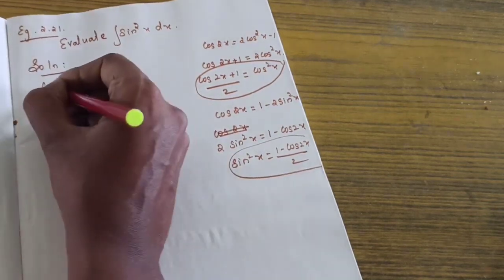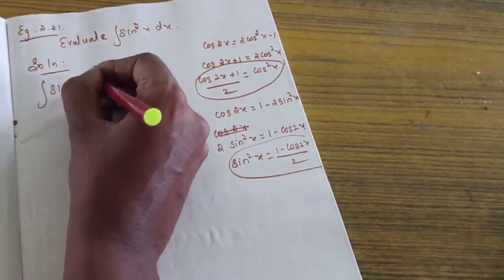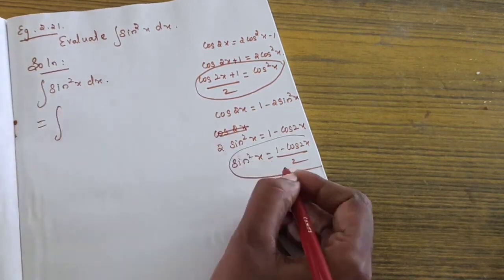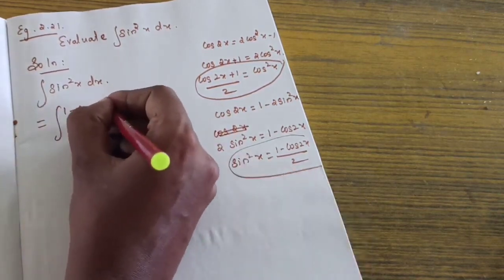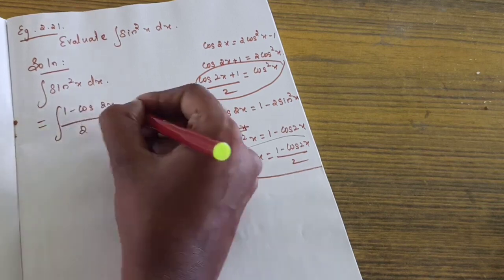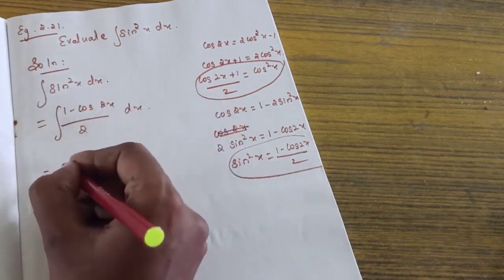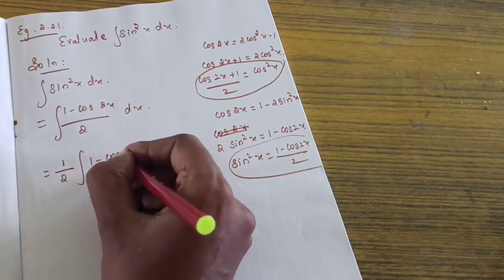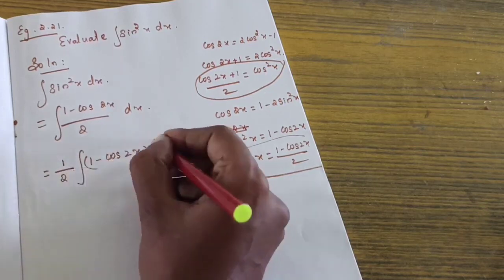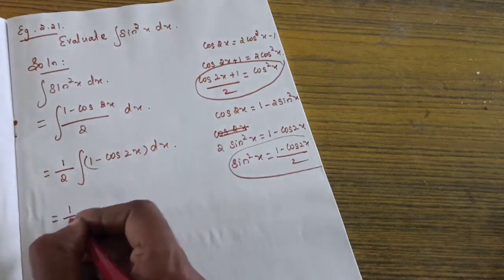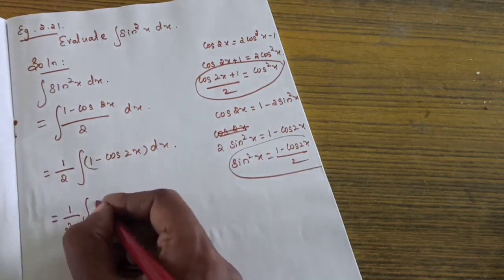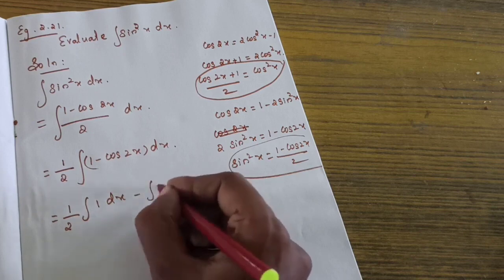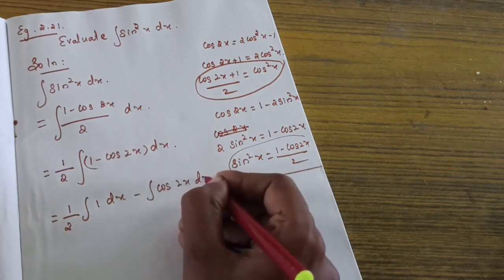Now you come to the question. Integration of sin square x. Okay. That's equal to integration of, what's the formula? 1 minus cos 2x divided by 2 dx. Now split it. 1 by 2 is the constant, so you can take it outside. So what's the balance? 1 minus cos 2x dx. Now split it. 1 by 2 into integral of 1 dx minus integral of cos 2x dx.